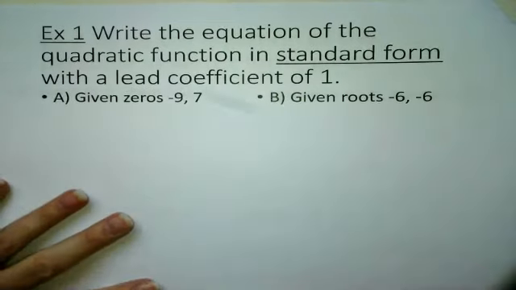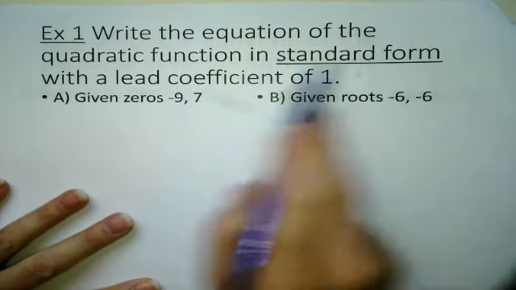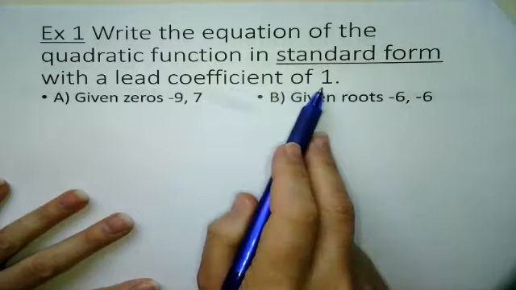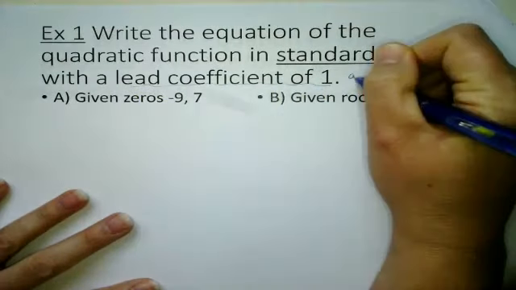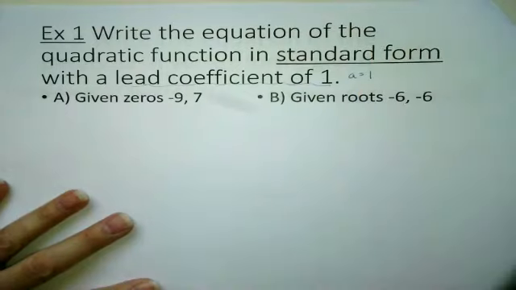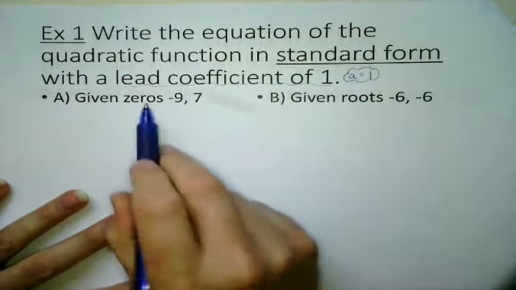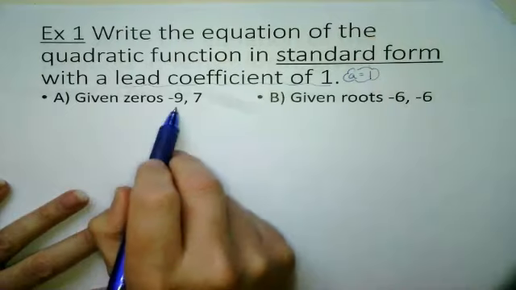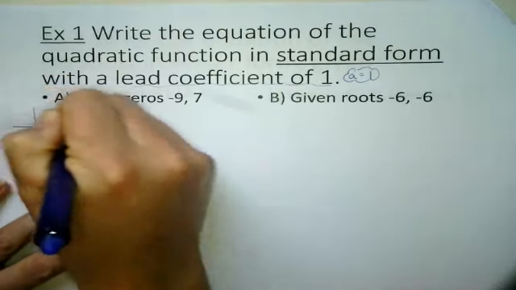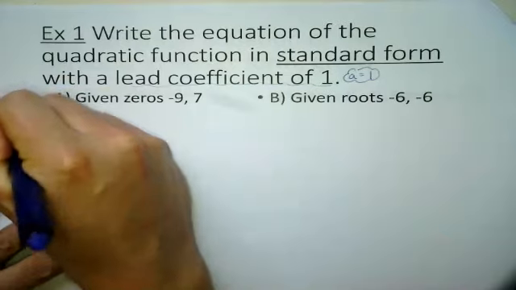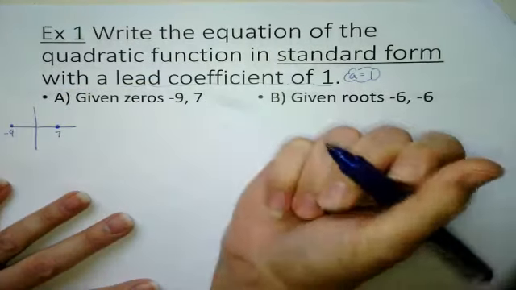So example 1: write the equation of the quadratic function in standard form with a lead coefficient of 1. So again, they're telling us that we have a leading coefficient of 1. They're telling us that the a value is 1, and that's really, really important information for us. But they're giving us the zeros of -9 and 7. What that would mean, if you were to draw a picture, is that our parabola is crossing the axis at -9, and it's crossing the axis at 7.